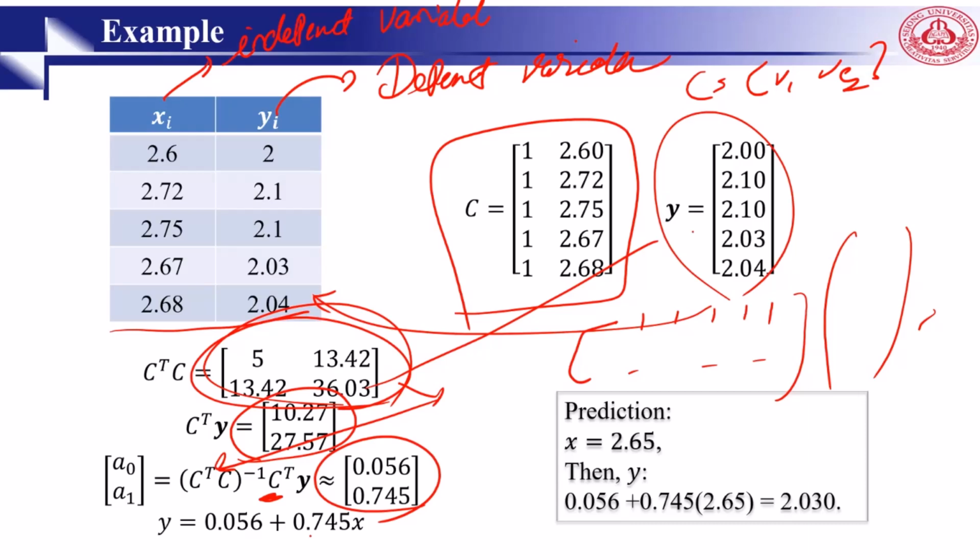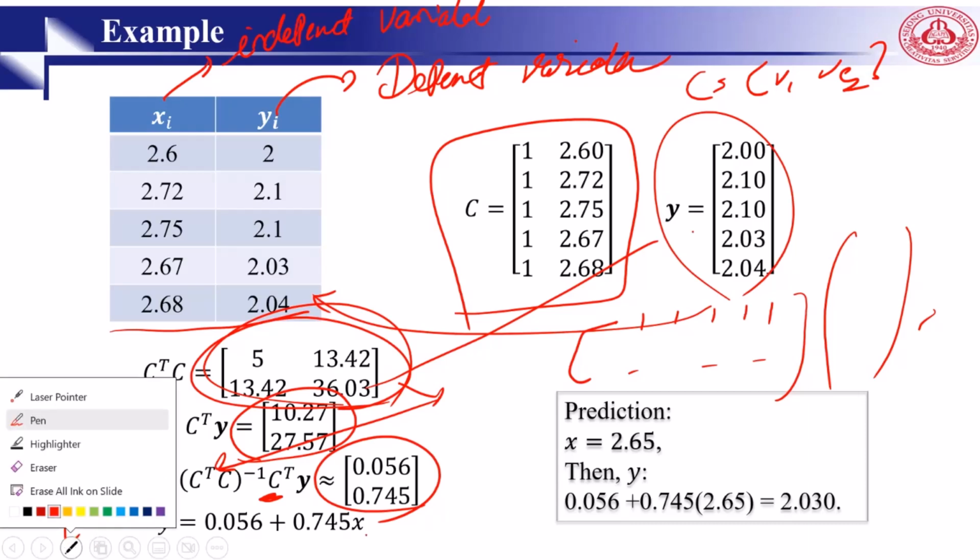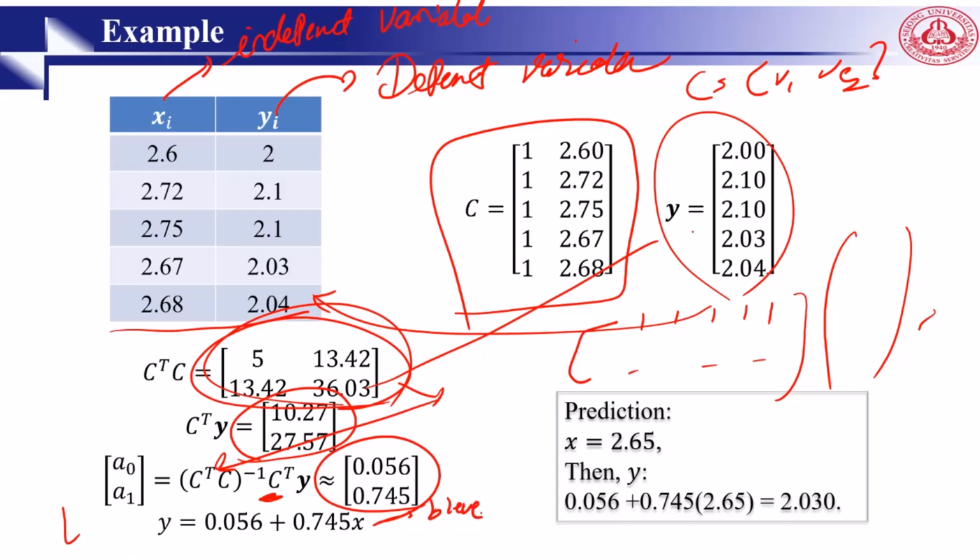So what is the use of this? We can form our line, right? That one is the blue line. That is the estimation that we want. So it means a0 is this one, and a1 is this one.